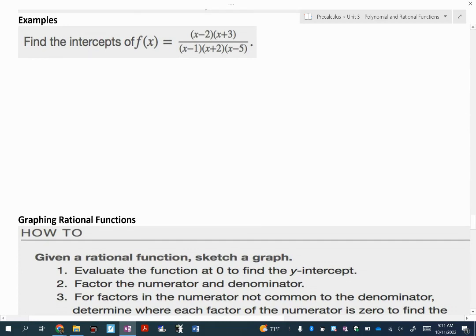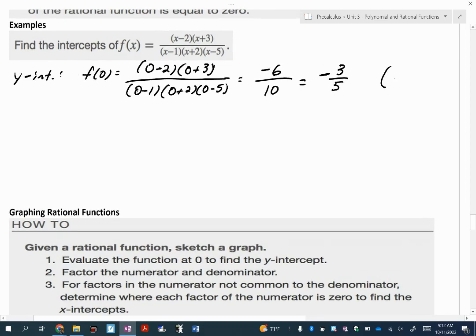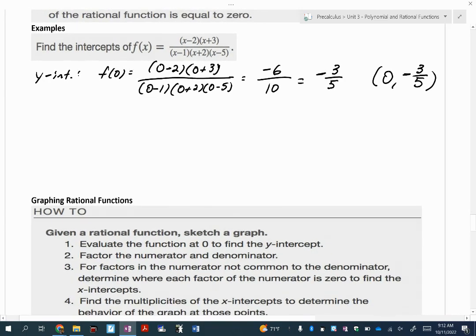So in terms of the y-intercept, this one is true for any function. You're just going to plug in 0 for x. So I'll do 0 minus 2 times 0 plus 3 all over 0 minus 1, 0 plus 2, and 0 minus 5. So you get -2 times 3, which is -6. That's -1 times 2, which is -2. -2 times -5 is a positive 10. So you get -3/5. So your y-intercept, when you plugged in 0, you got -3/5.